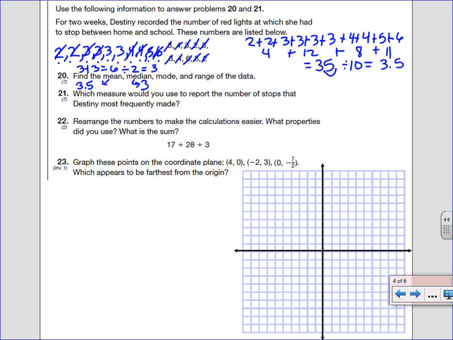The mode is the number that repeats the most. There are 4 3's, which is more than any other number. So the mode is 3, and the range is the largest number, 6, minus the smallest number, 2. So the range is 4.